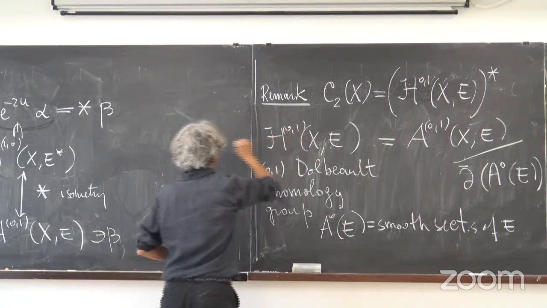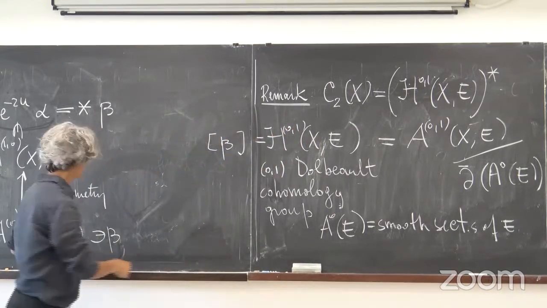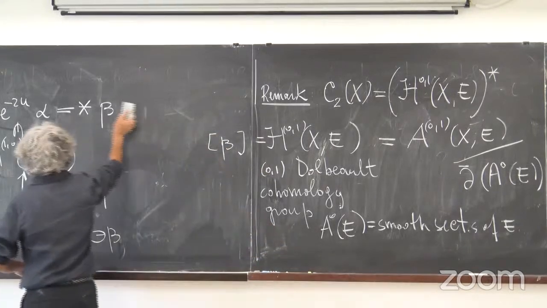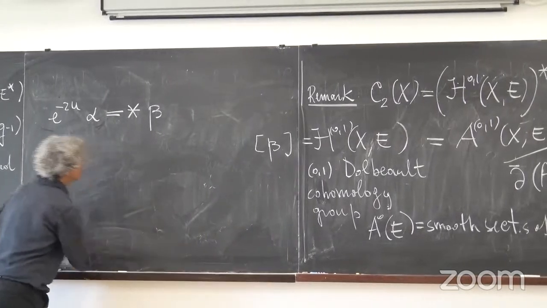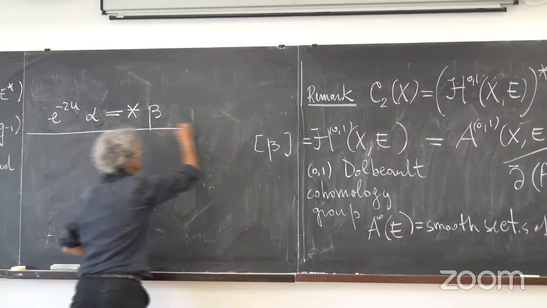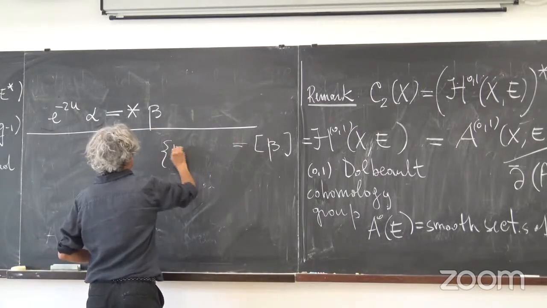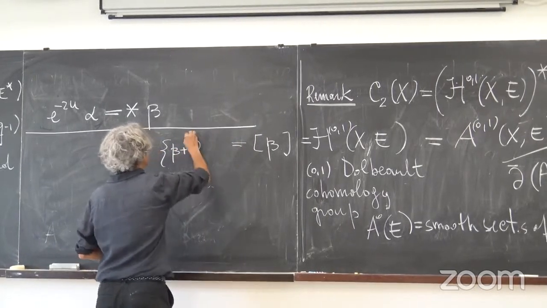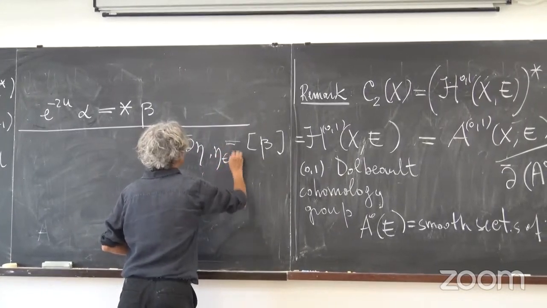So the elements in H01, the elements here, are classes. Okay, and now my classes beta are formed by beta plus d-bar eta, for given eta in A0 of E.